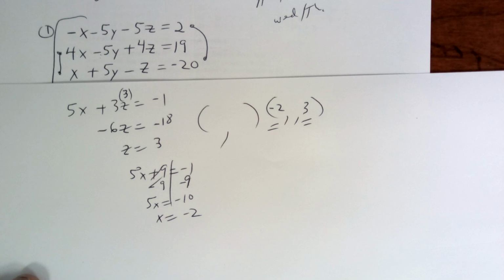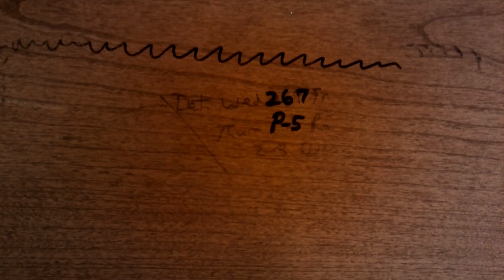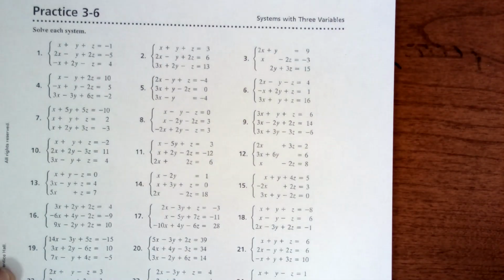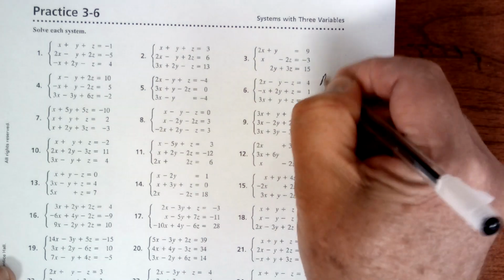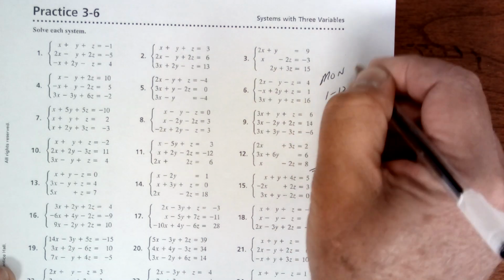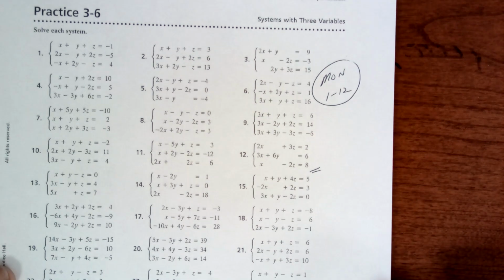All right, today you have a worksheet, and your worksheet looks like this. I want you to do 1 through 12. Okay, so today's Monday, 1 through 12. Write that down. All right, if you get stuck, ask for help. And there's your worksheet if you can't be with us.